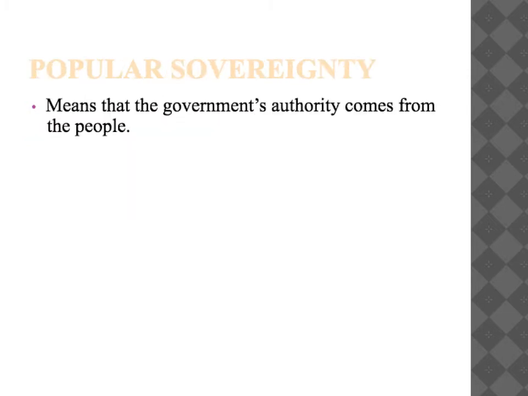Popular sovereignty, by definition, means that the government's authority comes from the people. So this also is aligned with a democracy, right? That's probably why it's the first basic principle of our Constitution, because the power comes from the people.